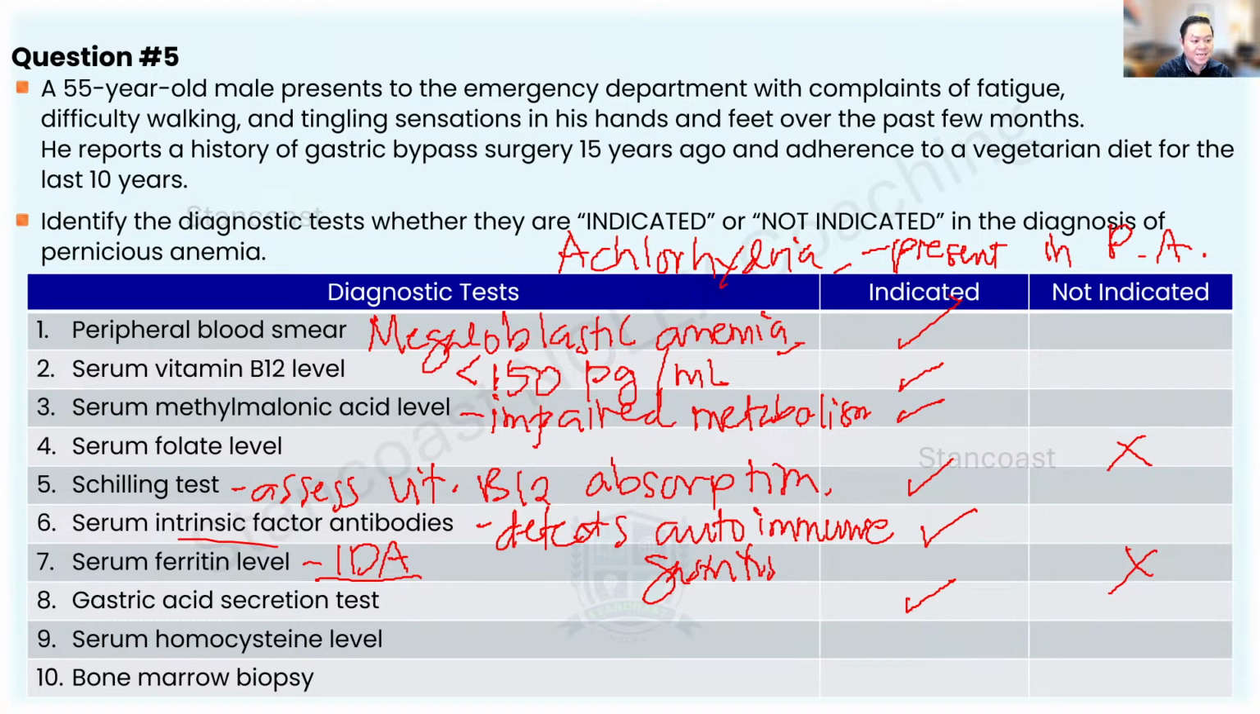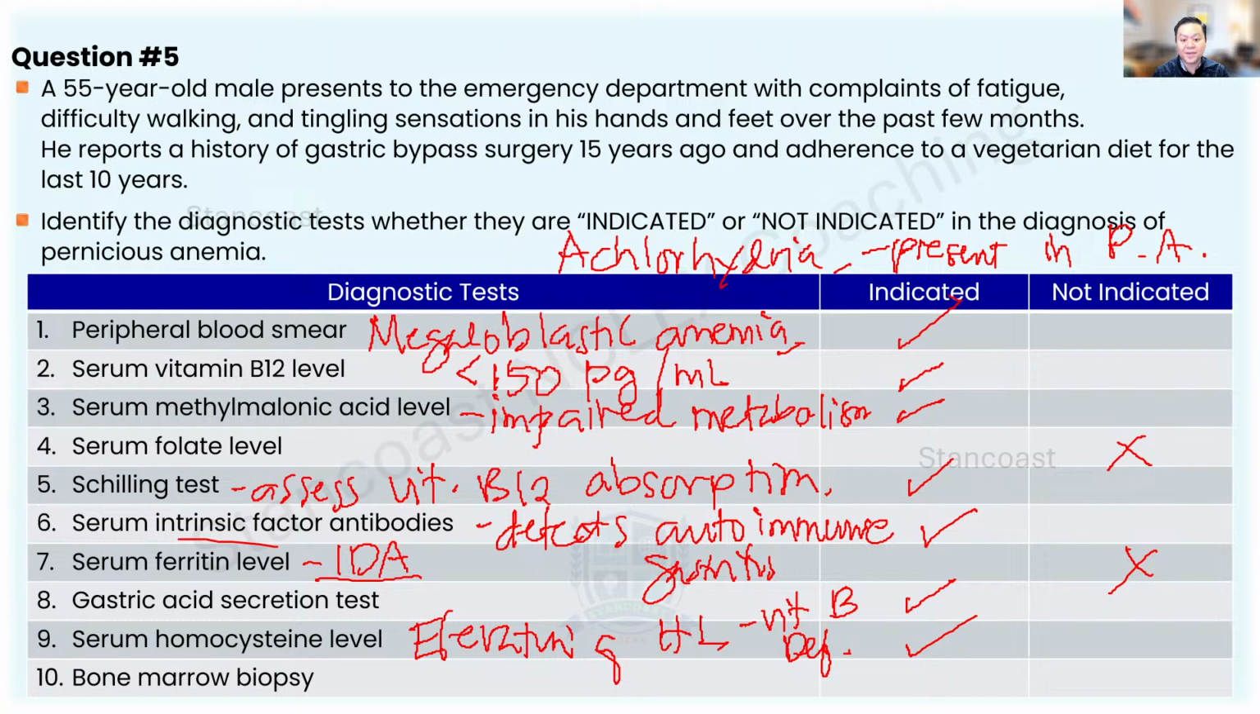What about the serum homocysteine level? What do you think about that one? It is also correct. It will show elevation. There is elevation of the homocysteine level, and this is again an indication that there is vitamin B12 deficiency. And lastly, number 10, bone marrow biopsy.